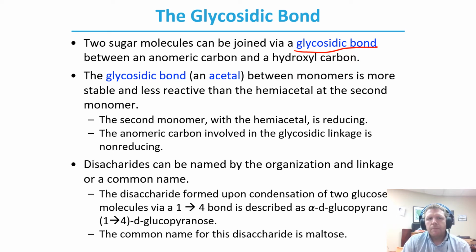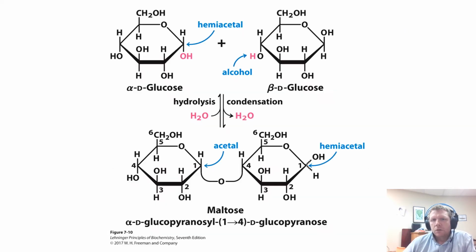Okay, so what that means is when you look at a disaccharide, which is two sugar monomers that have been combined together, you've got a reducing end and a non-reducing end. Disaccharides can be named by the organization in linkage or a common name. So the disaccharide formed upon condensation of two glucose molecules via a 1,4 bond is described as alpha D glucopyranose 1,4 alpha D glucopyranose. The common name for this is maltose. Now, on the previous slide I said alpha D was the second sugar, but that's incorrect. It's a beta D glucose.